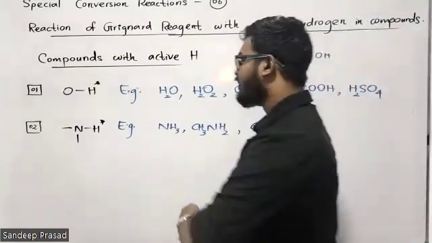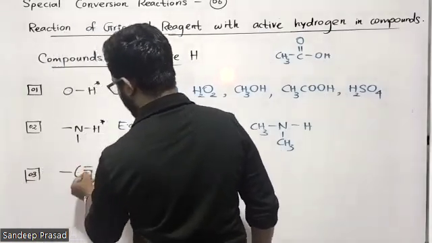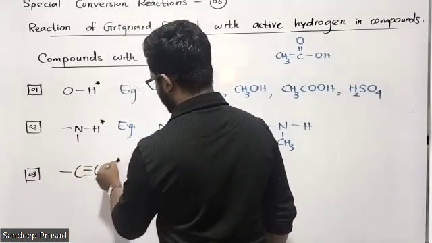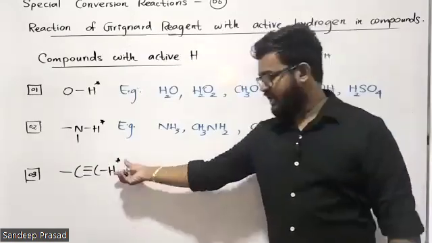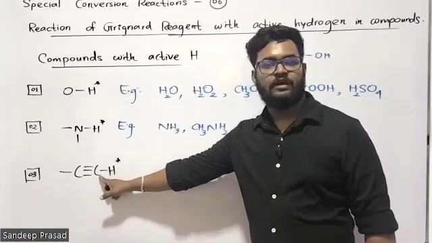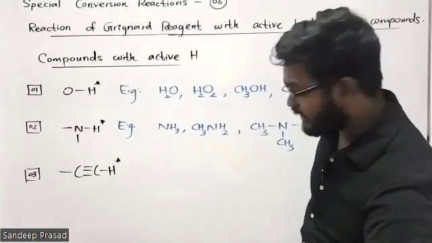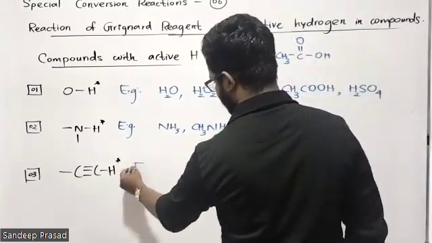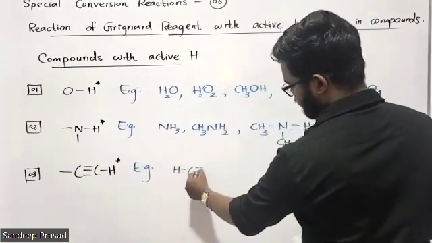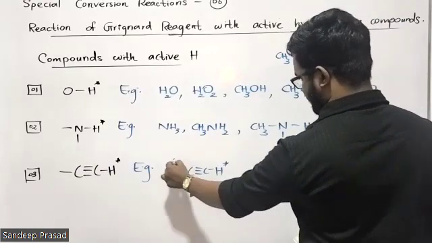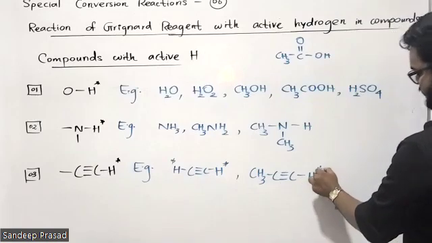And the third type, you already know it. The third type is carbon triple bond carbon hydrogen. This hydrogen is active. We have discussed this one. This hydrogen atom is acidic because of the electronegativity of the carbon atom, so this hydrogen is easily removable, an active hydrogen. So we can consider ethyne. These hydrogens are active.